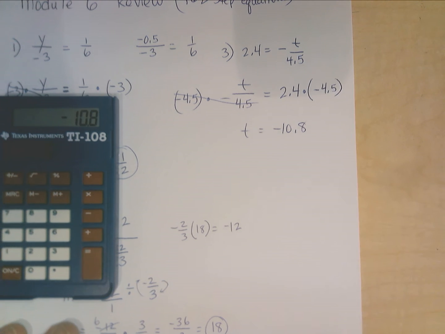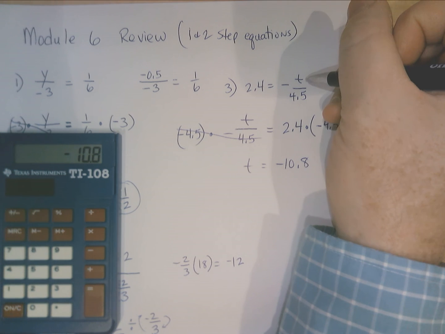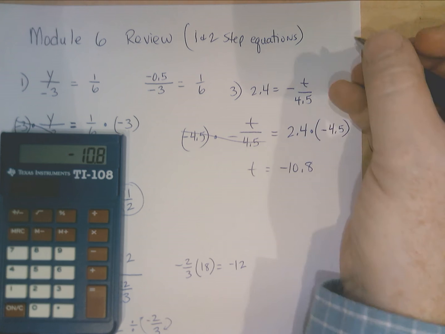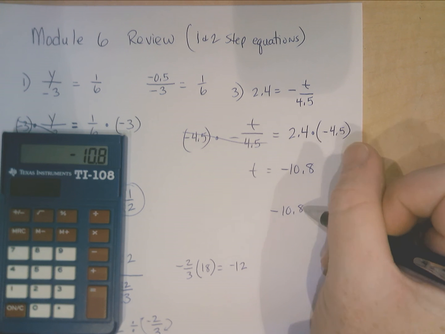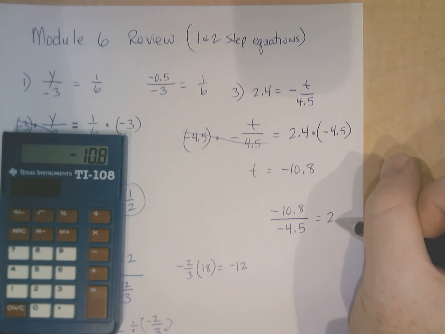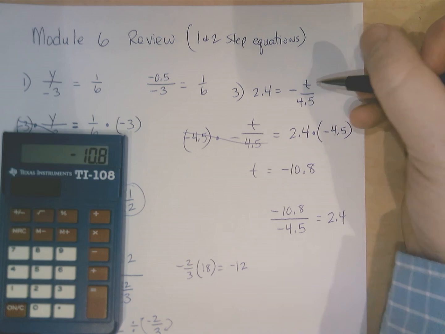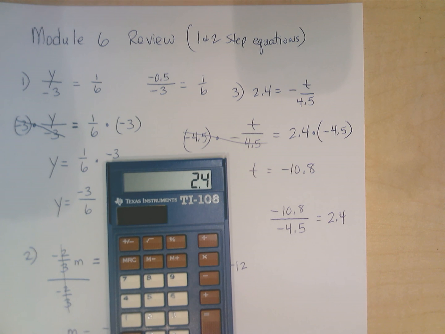Okay? And you always check it by plugging it back in. So if we plugged it back in, it'd be negative 10.8 divided by negative 4.5. That should equal 2.4. Right? We're plugging it back in where t is. So negative 10.8 divided by negative 4.5 equals 2.4. So we're good to go.